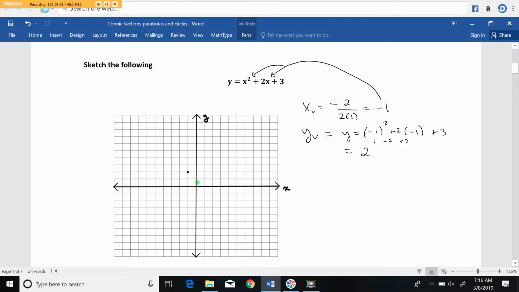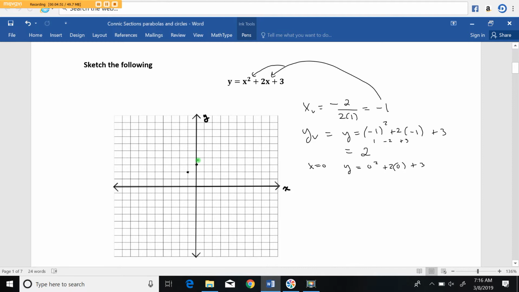Let's go ahead and get the y-intercept. We can do that by looking at where x is equal to 0. Y would equal 0 squared plus 2 times 0 plus 3, which is 3. So we know it goes through the point 0, 3. So 0, 1, 2, 3.